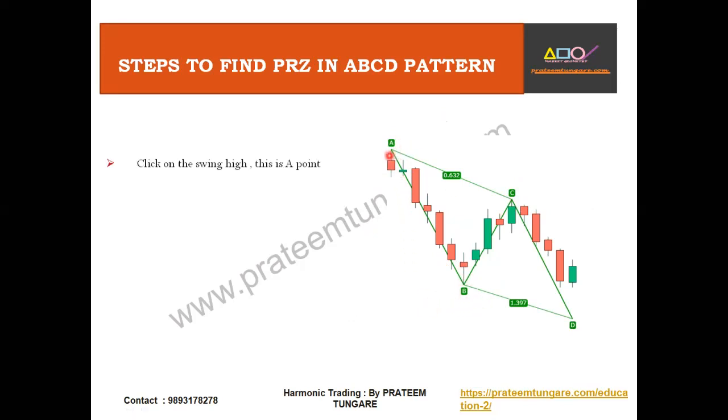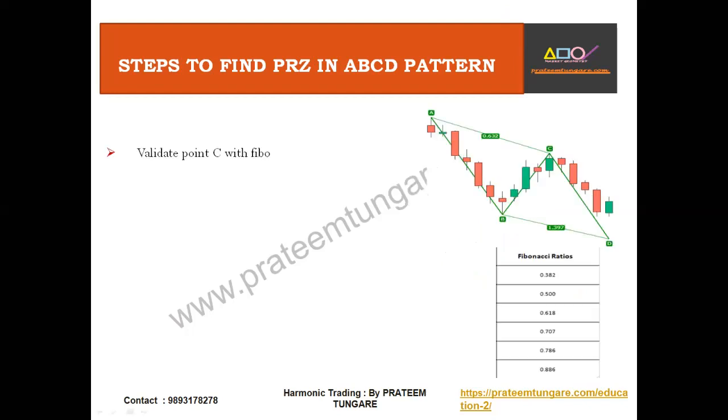Now, when you click on the swing high, it will automatically take the A point. When you click the swing low, it will take the B point. In the same fashion, the C point. And the D point you can click anywhere on the chart, as we need to find out the D point. Now let's see, friends, how to find out the D point. These are the steps to find the PRZ.